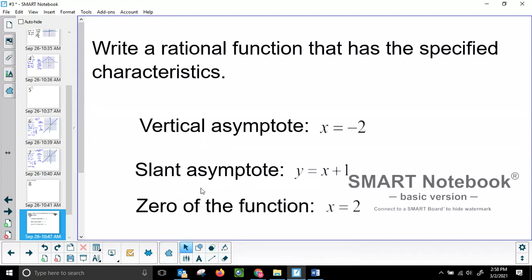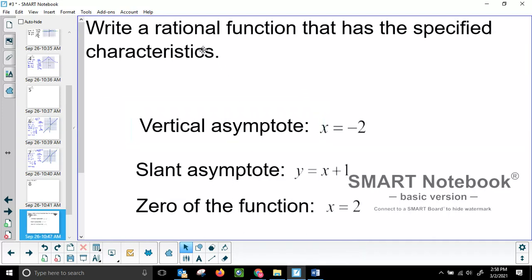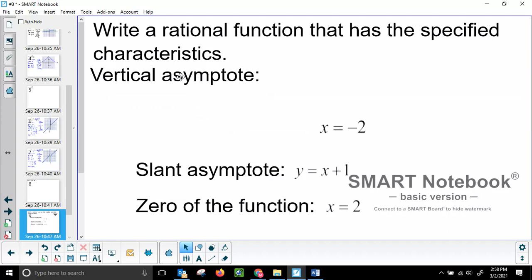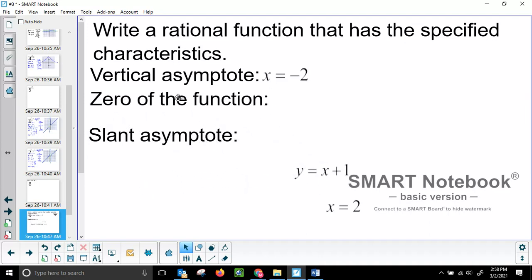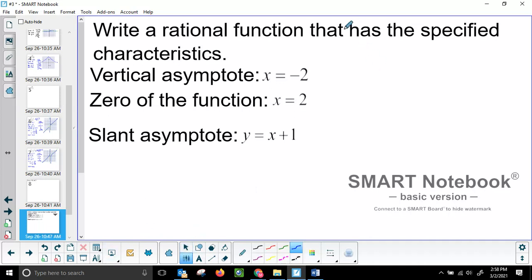All right, so let's give myself some room over here. And I'll put these in a different order. Okay. So we know that we're looking for some rational function. Well, a rational function looks like a fraction. All right. It says that my vertical asymptote is x equals -2.